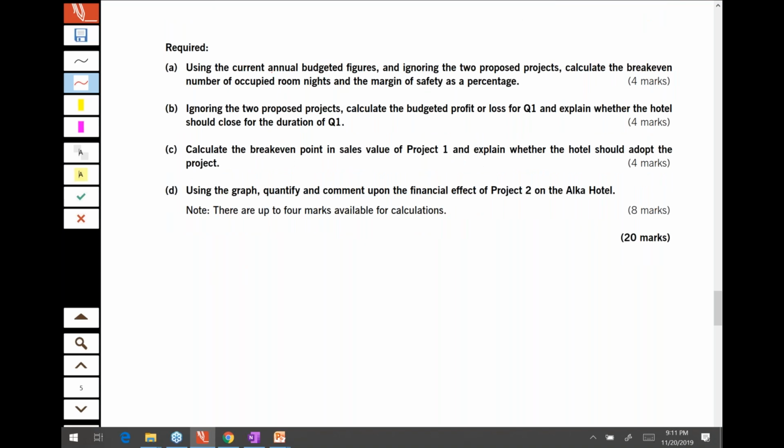Using the current annual budgeted figures, so we have to use the budgeted figure. Ignoring the two proposed projects, just ignore the projects. Calculate break even number of occupied room nights, which is break even per unit. Break even per unit is what I need to work out. Per room, break even per room means per unit. And the margin of safety as a percentage, I need to show for 4 marks.